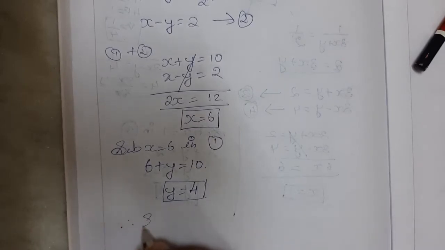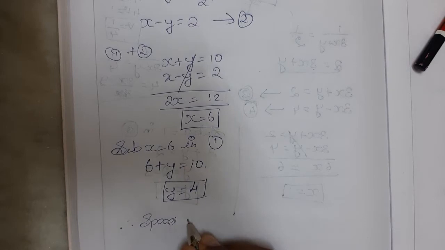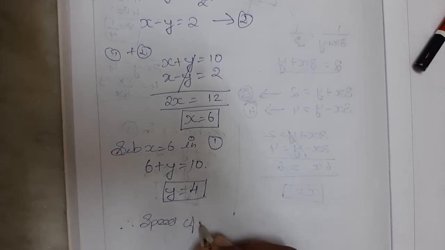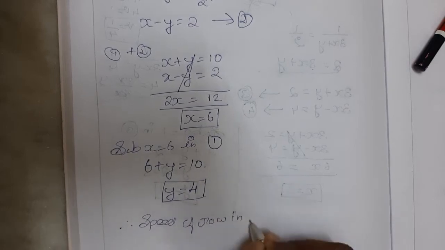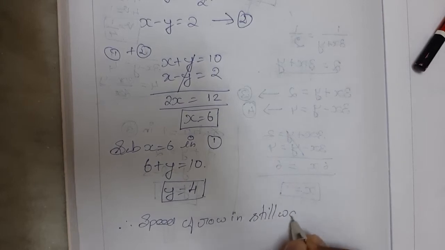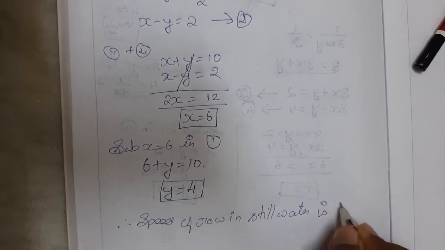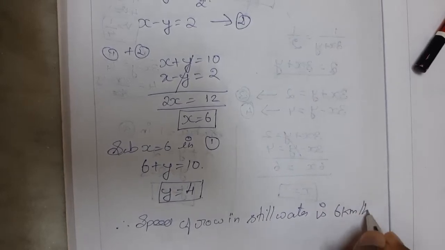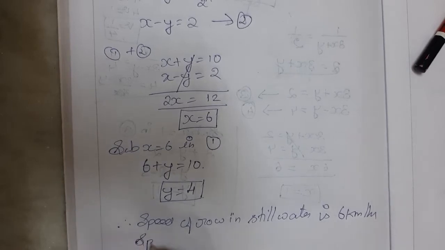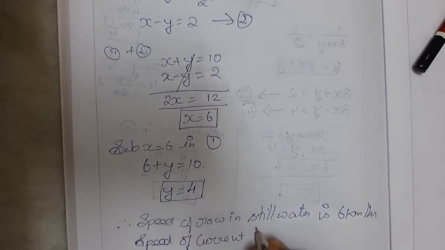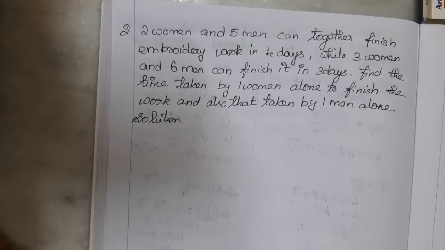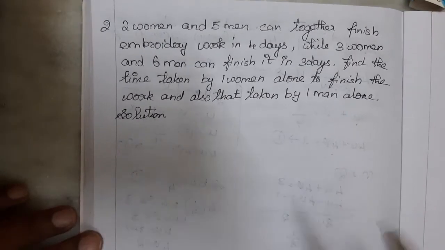So therefore speed of rowing in still water is 6 km per hour and speed of current is 4 km per hour. So here you go for the next problem.